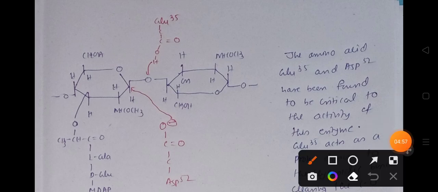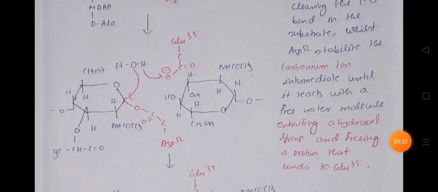For a quick recap, two amino acids in the enzyme play a very important role: glutamic acid 35 and aspartic acid 52. Glutamic acid is uncharged, and aspartic acid is charged. Glutamic acid donates the proton, and aspartic acid, being charged, stabilizes the carbonium ion generated due to the donation from glutamic acid 35.